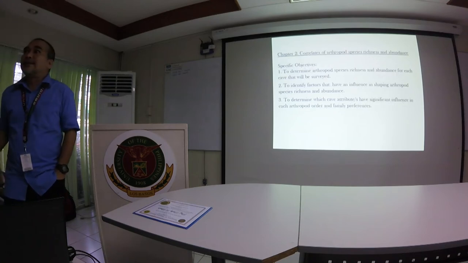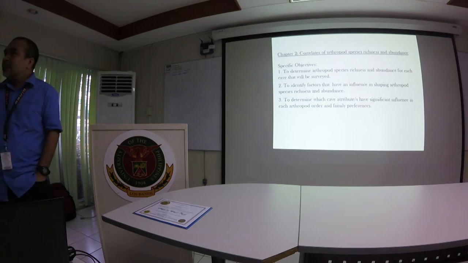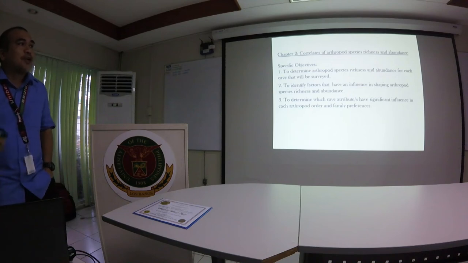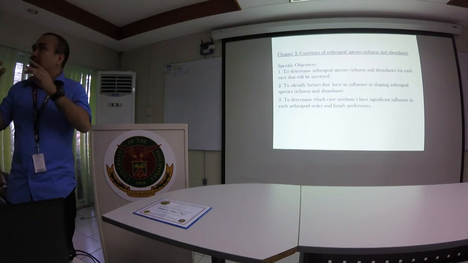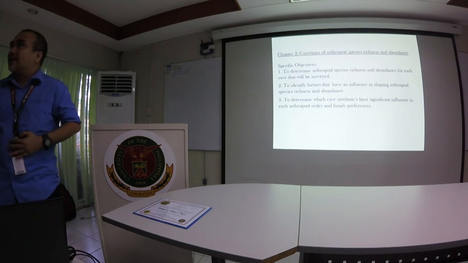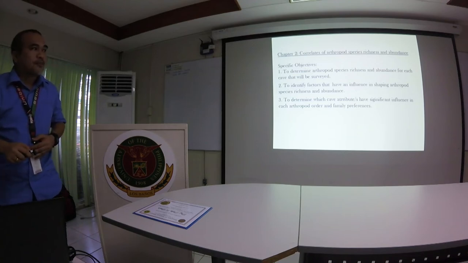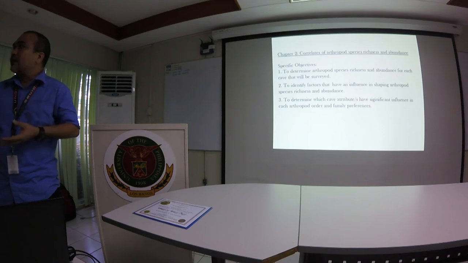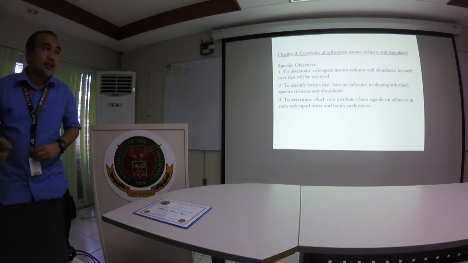For my second chapter, this is on arthropod species richness. It's essentially the same as the first chapter, but for specific objective three, I'm going to widen, or generalize, the approach. For bats, it's at the species level, but for arthropods, it's going to be at the order level. I'm not sure if I can do that at the family level, but we will see how it goes.